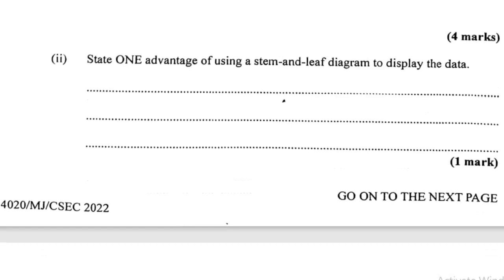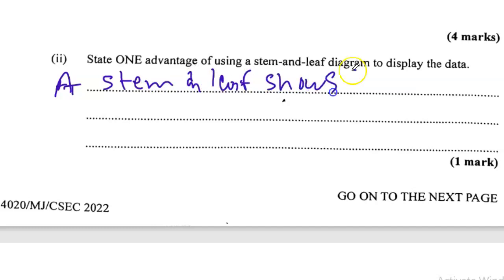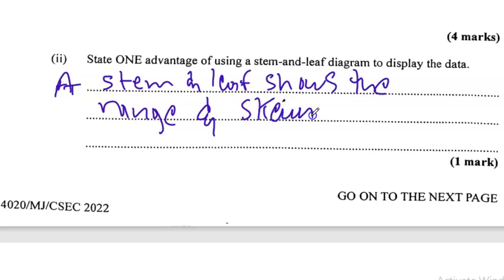State one advantage of using a stem and leaf diagram to display the data. There are quite a few advantages. A stem and leaf shows the range and the skewness of the data. So we can see what values the data leans towards, and so on. All right, that's one mark there.